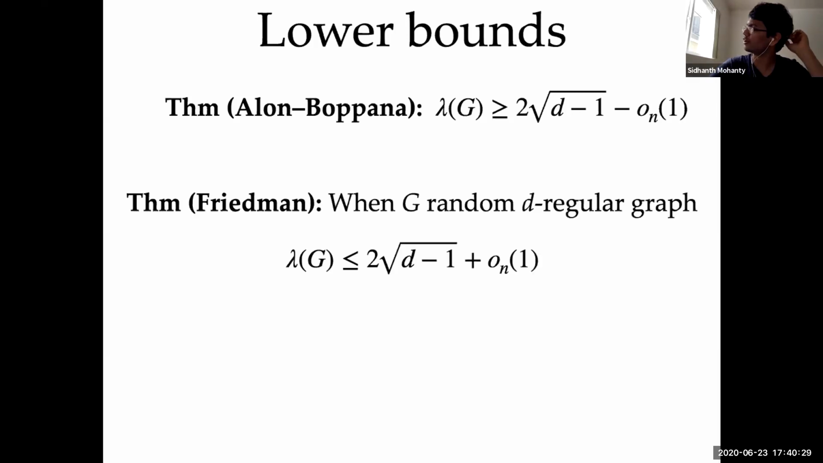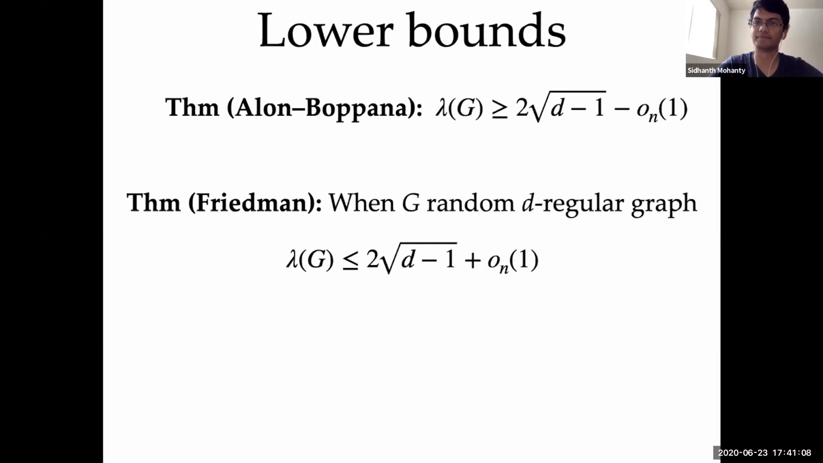And there's a long line of work that I am not getting into in the interest of time. Instead, I'm going to state the most related result to our paper, which is a theorem of Friedman. This theorem says that if you take a random regular graph, then lambda of G comes arbitrarily close to meeting this 2 square root d minus 1 bound. In particular, with high probability, lambda of G is at most 2 square root d minus 1 plus a lower order term that goes to 0 as the number of vertices in the graph goes to infinity.